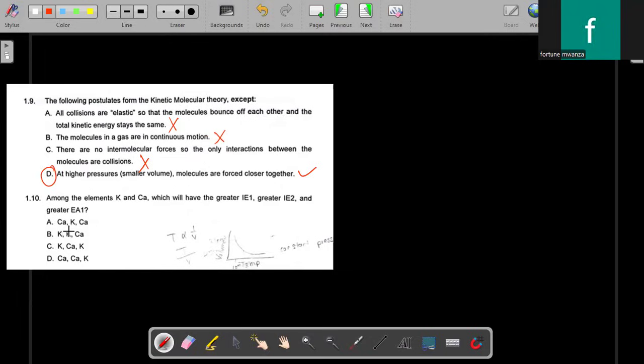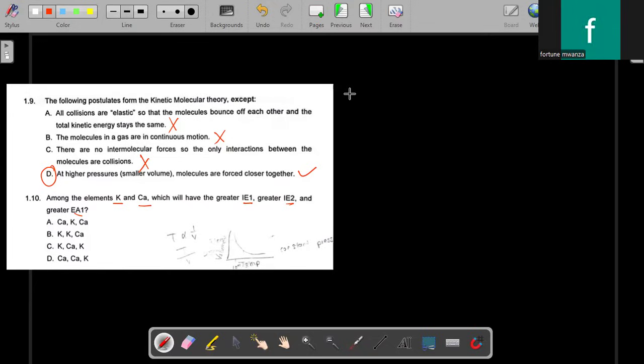So let's go to question 10. They're saying amongst these elements, you have potassium and calcium, two elements, which will have the greater ionization energy one, also ionization energy two, and electron affinity. So which one will have the greater first ionization energy?